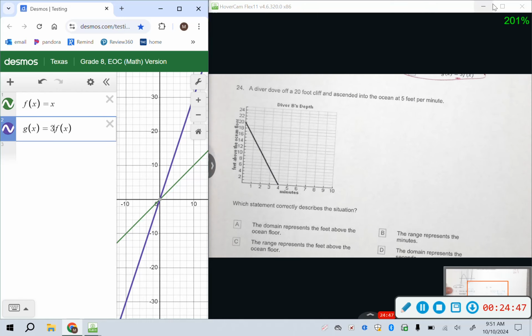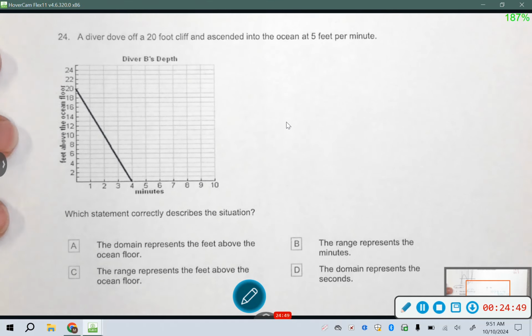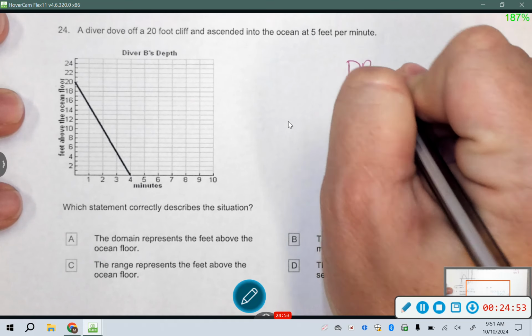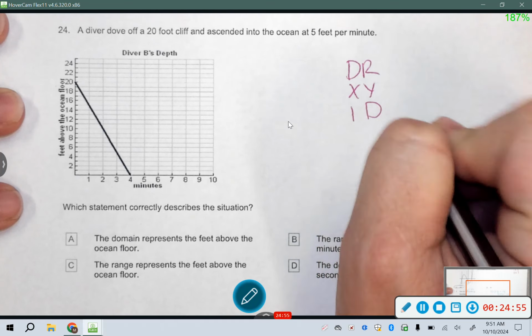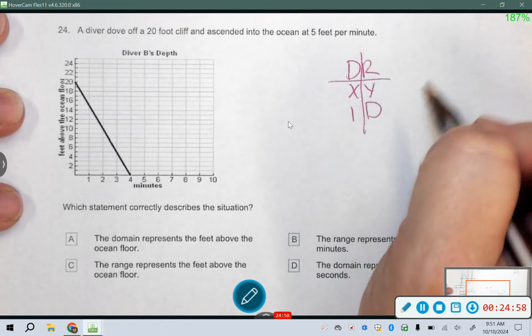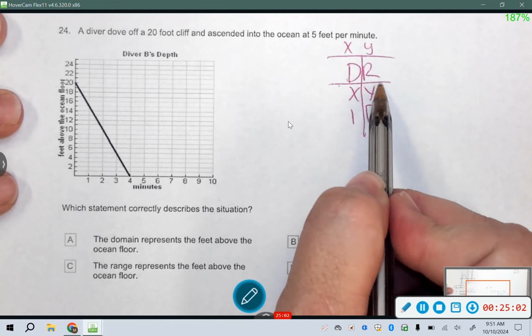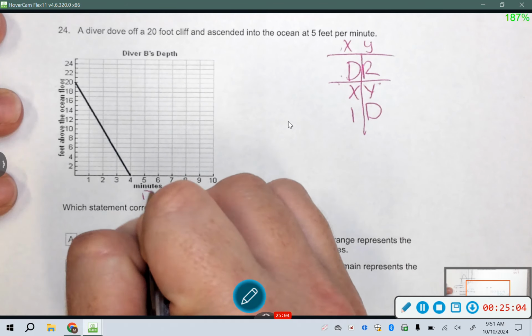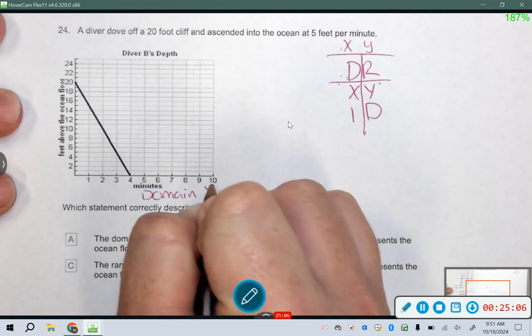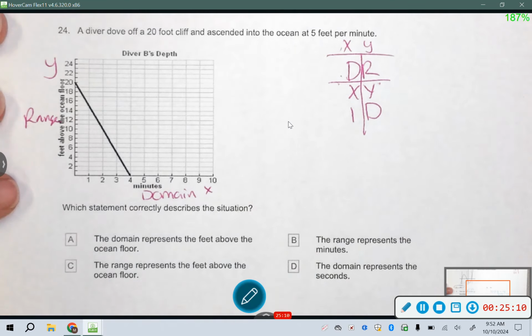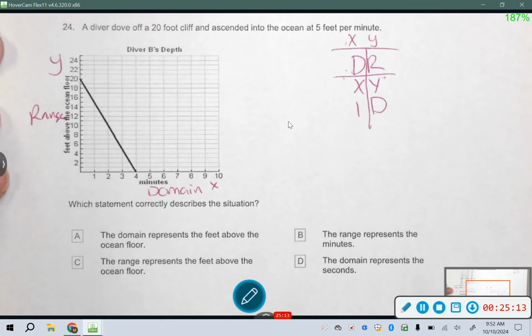Okay, last one. Don't let this one be hard. Let this one be easy. So I know Dr. XY needs her ID. I should have put XY here. Oh well. Knowing that, domain, range: X is domain. Y is range. And that's my label.